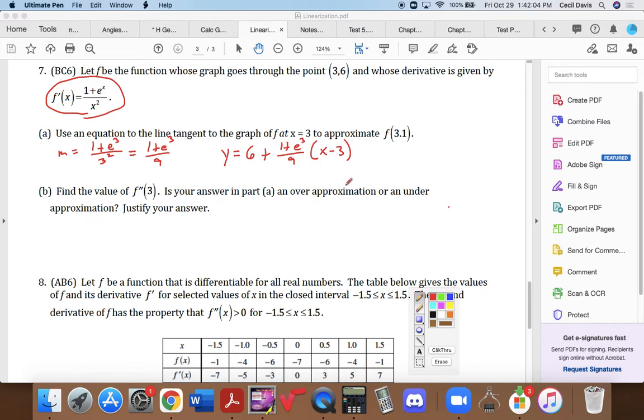And this is what we were talking about, the differential change. How much did x change? It changed by 0.1. So how much is this going to change from 6? 0.1 times the slope.